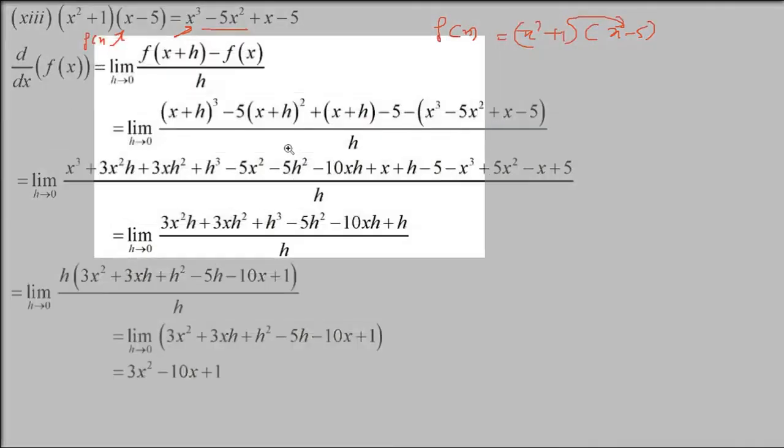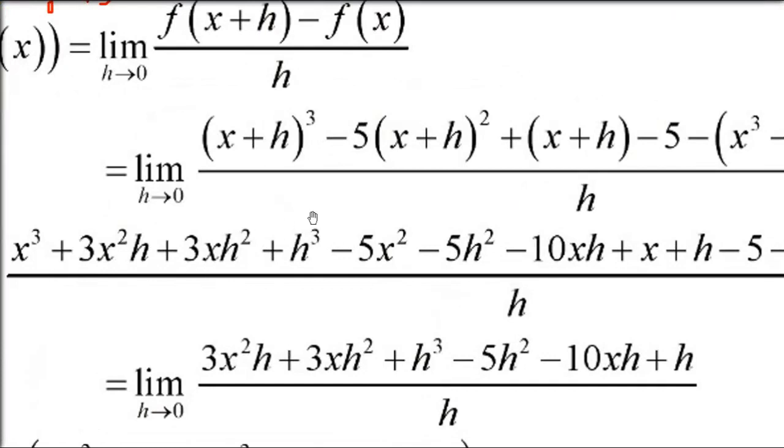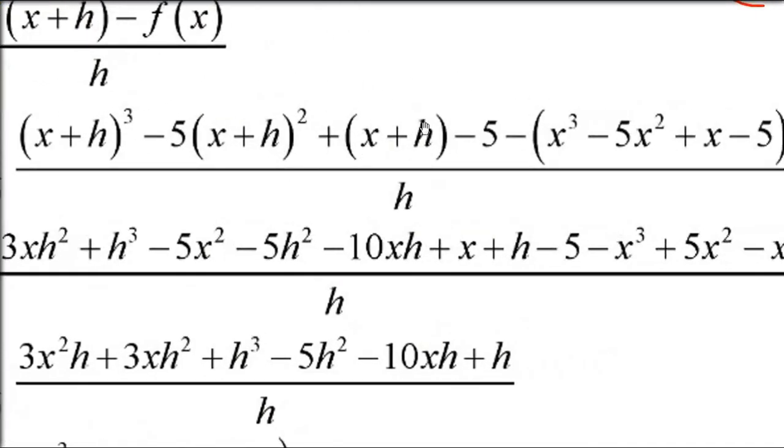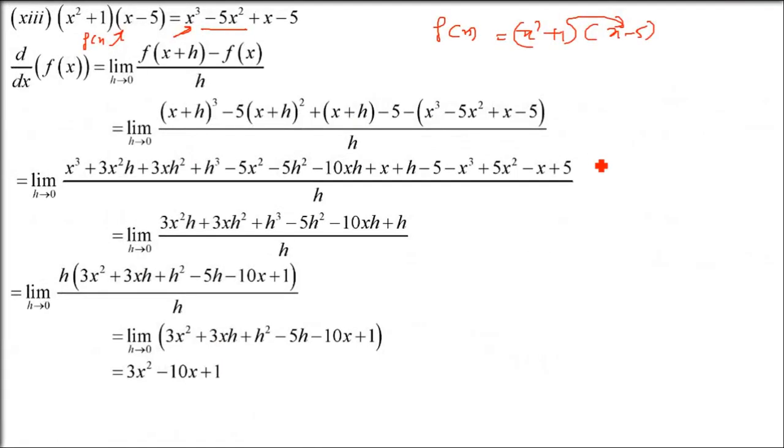So now you just open this. I hope you will be able to do (a+b)^3 and (a+b)^2, you know already. And when you take this negative outside, means negative sign is there, just open this and change the sign everywhere. So what do you see?